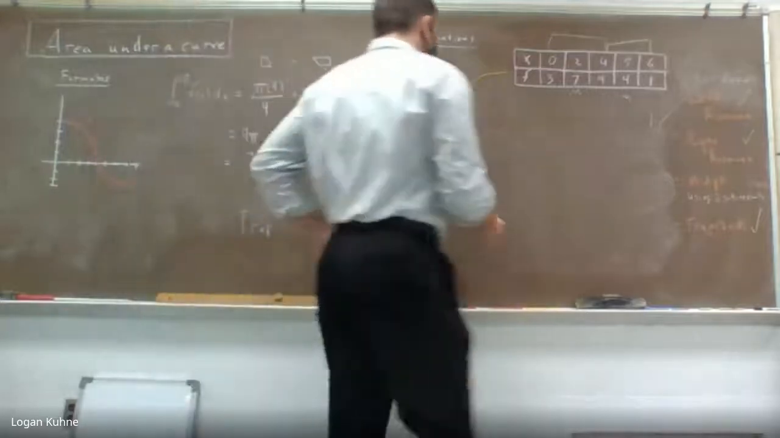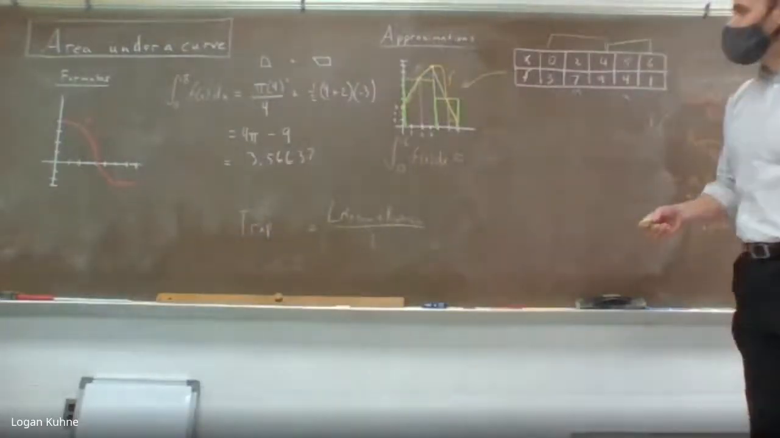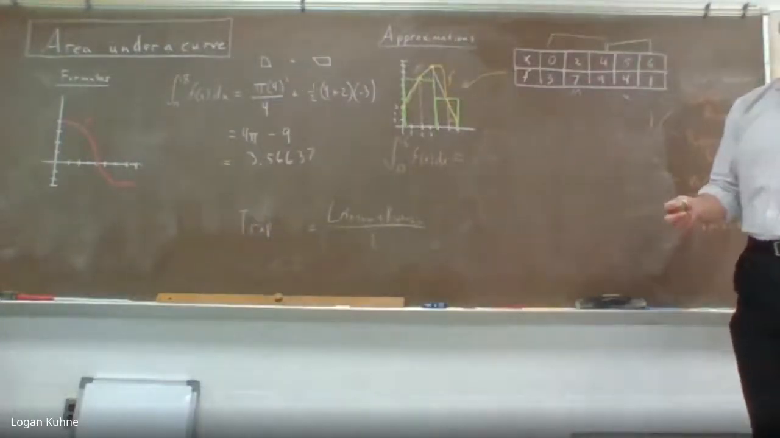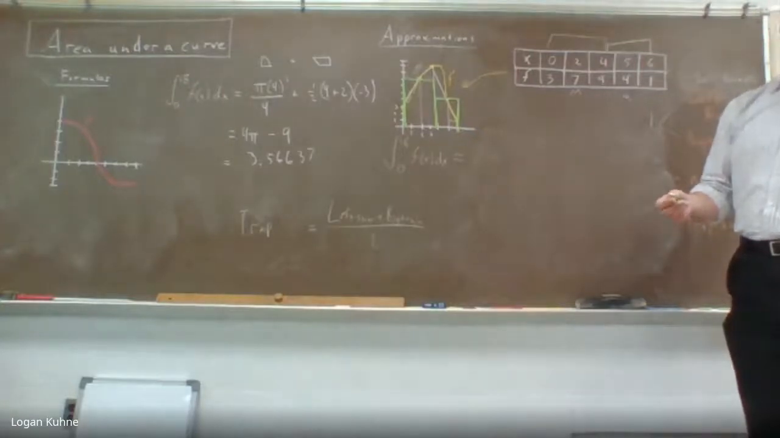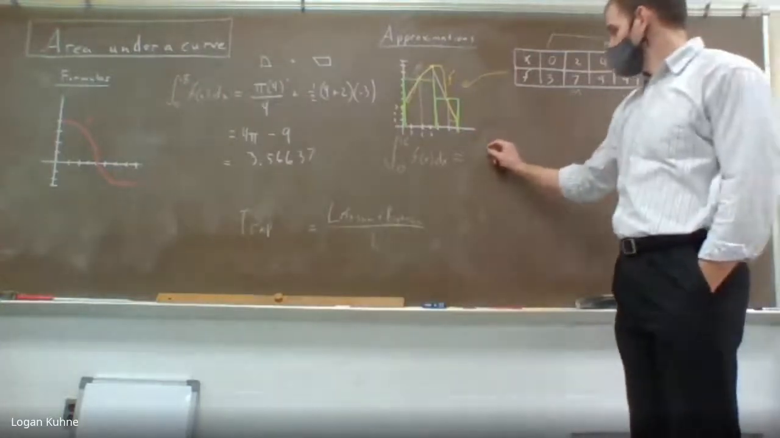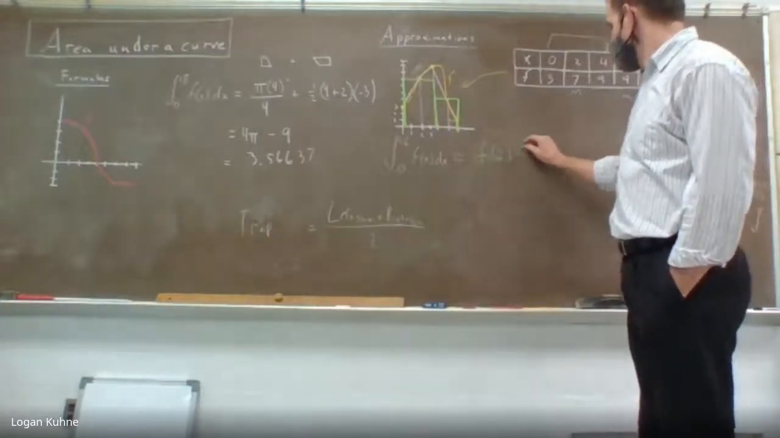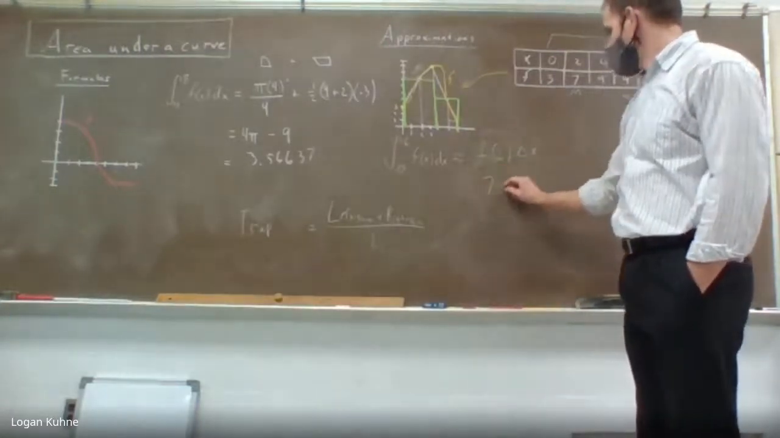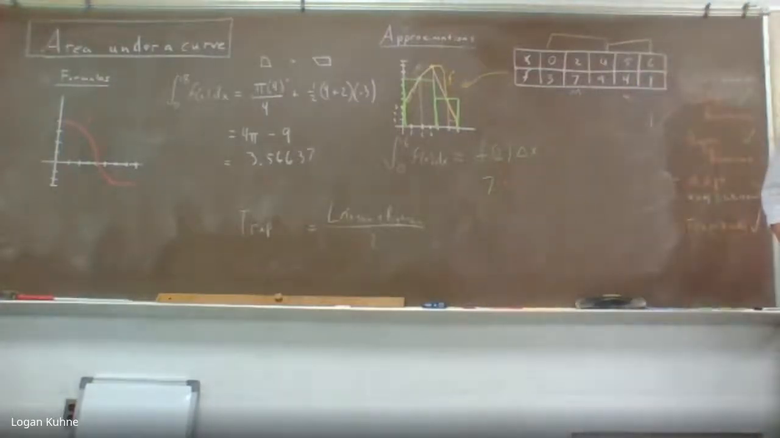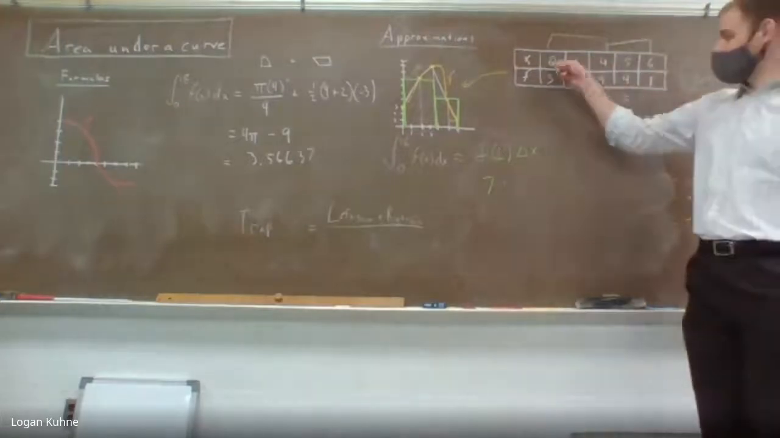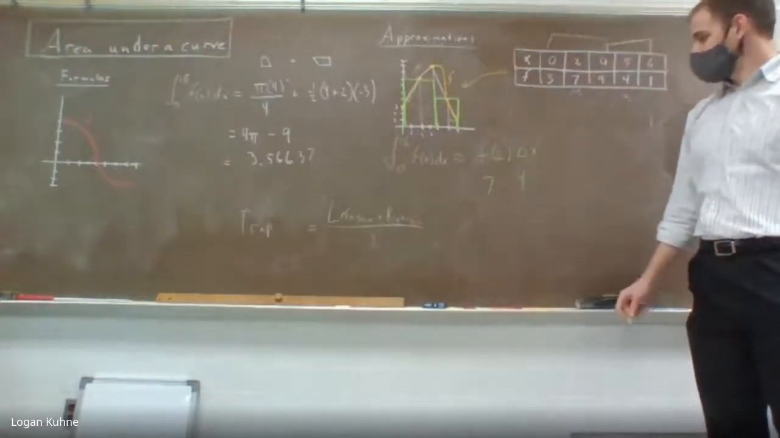So if we do midpoint here, okay, what's the height of the box? 7. So f of 2 times the width of the box. So it's 7 times, how wide is that first box? 4, isn't it? 4 minus 0 is 4.